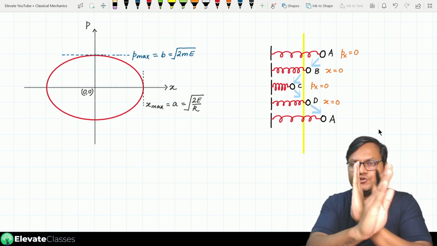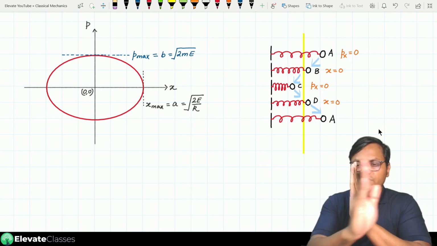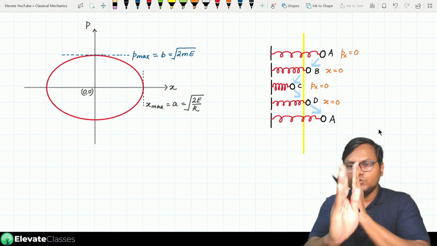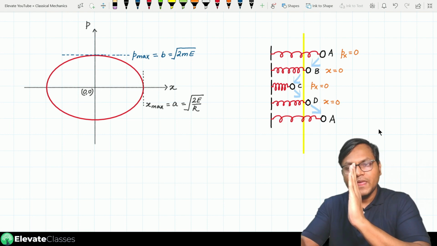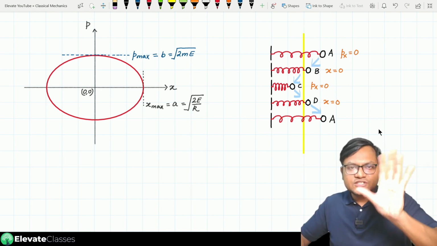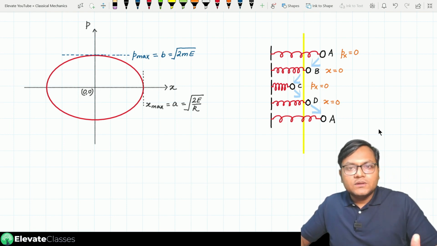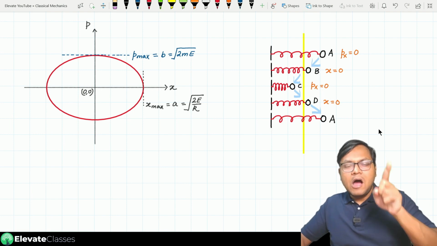A refers to the extreme expansion, B refers to equilibrium, C refers to the compression, D refers to the equilibrium and A refers to the expansion again. And this compression and expansion keeps on happening. Now try to understand this a little bit, because one of the important criteria of understanding the phase space diagram is to figure out how the motion is happening.